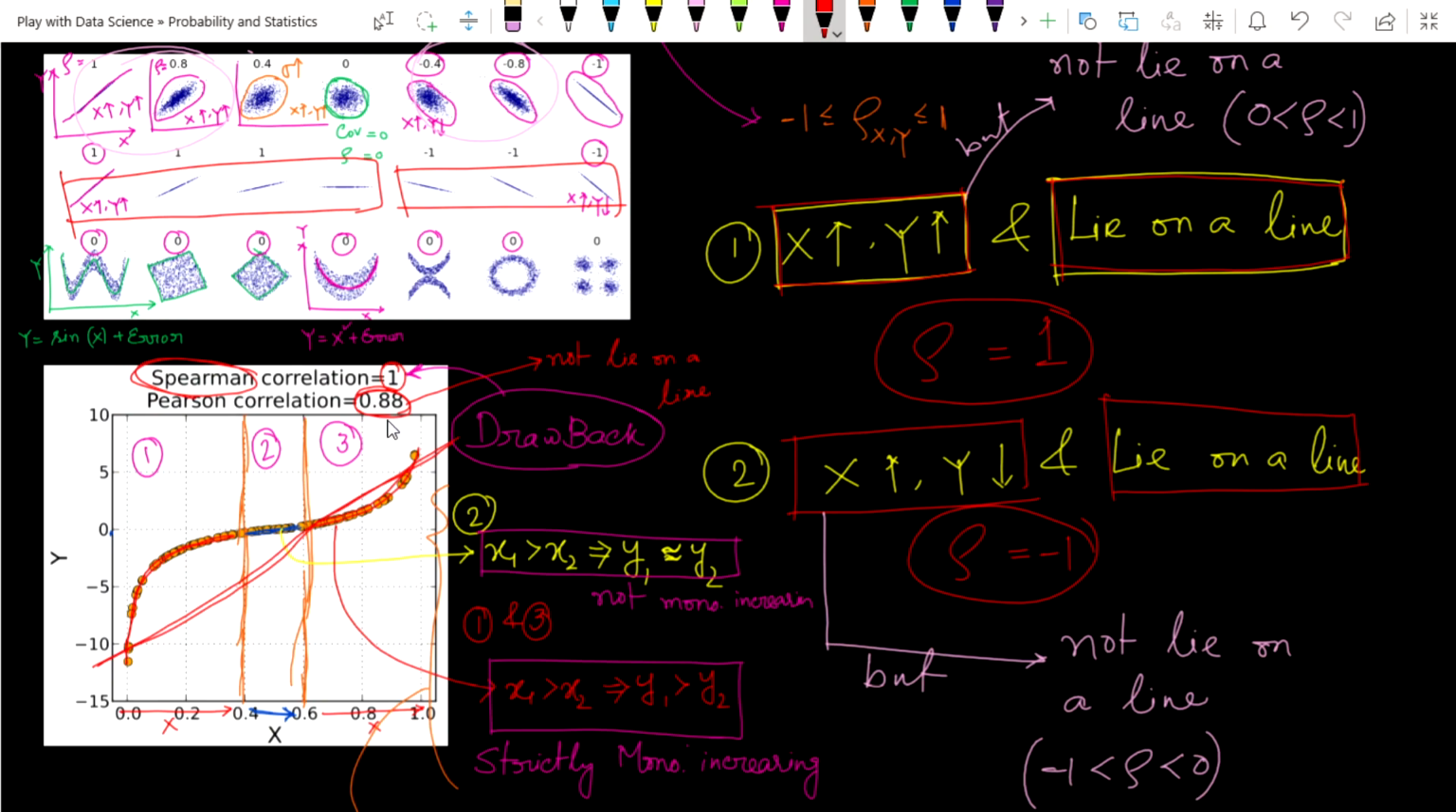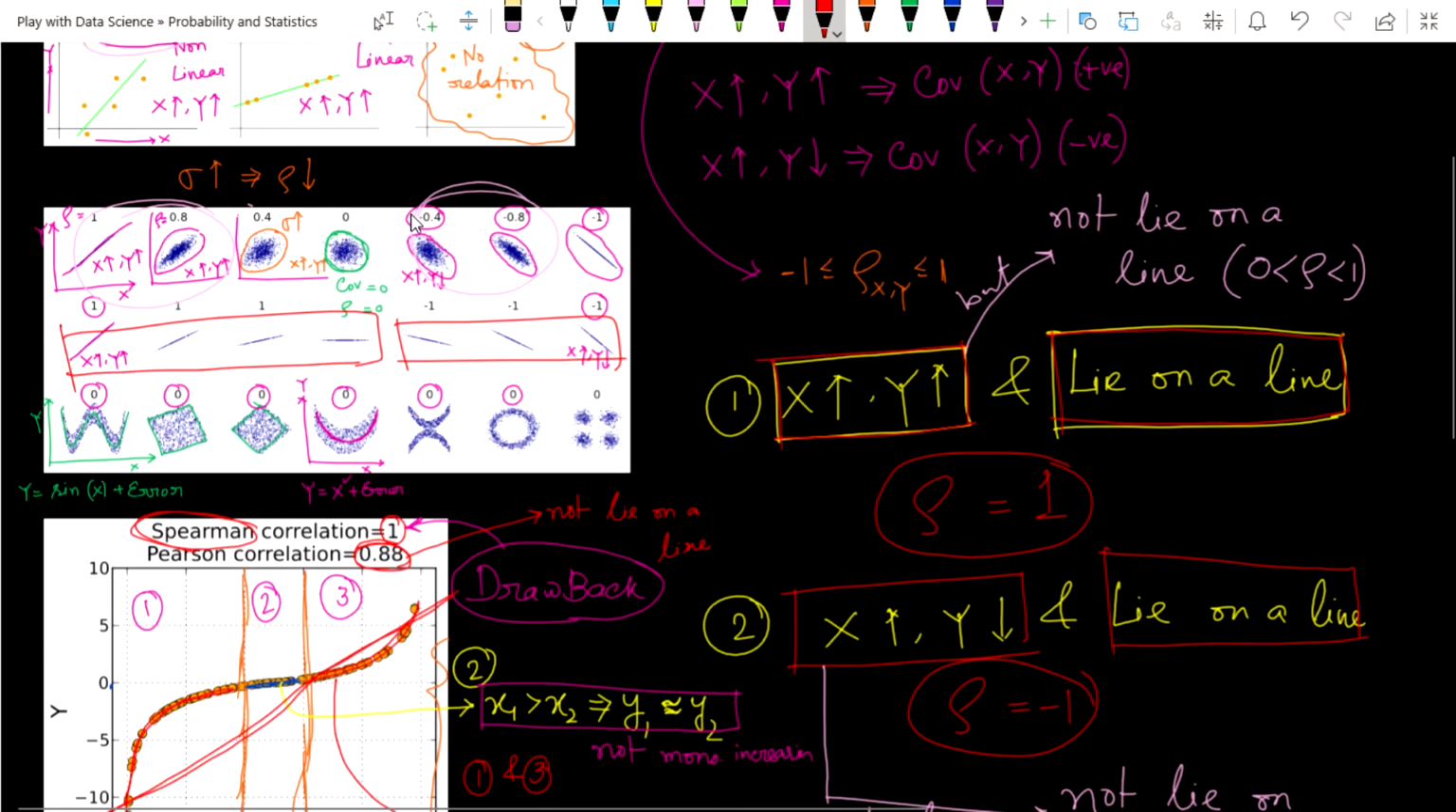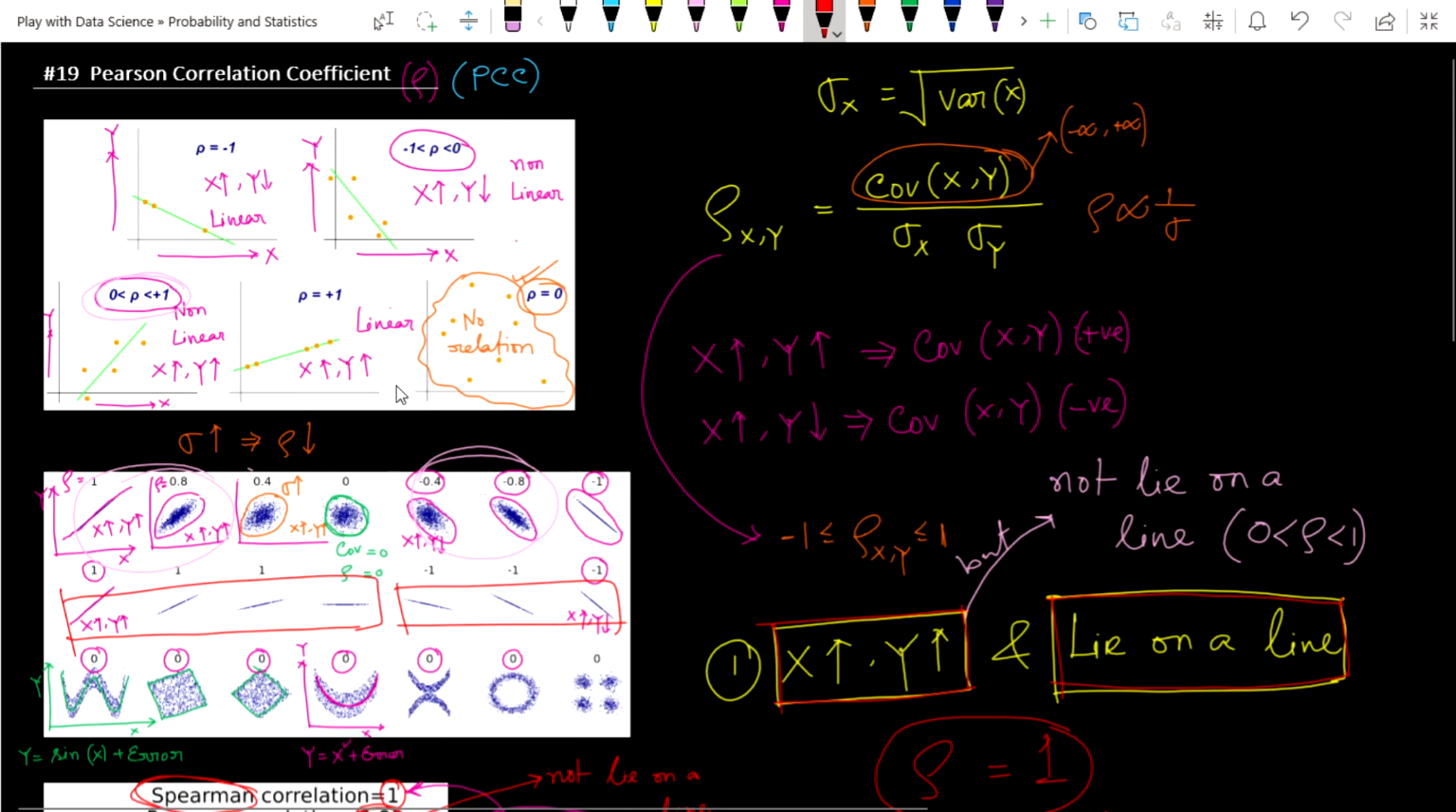But by simply looking at the value of the Pearson coefficient, we can conclude its linearity, how linear it is. If it is properly linear, then we get the value +1 or -1. If it is not properly linear, then we get a value between +1 and -1.